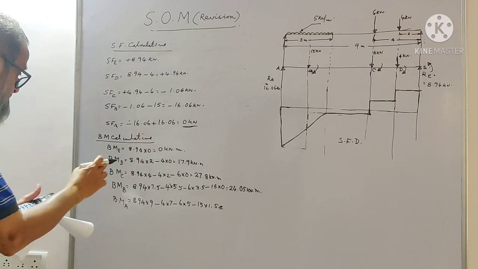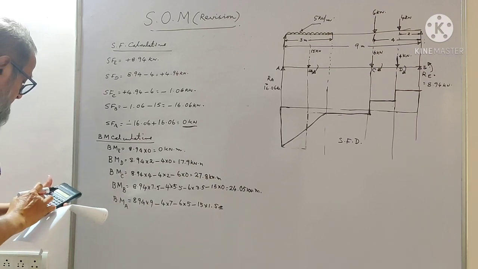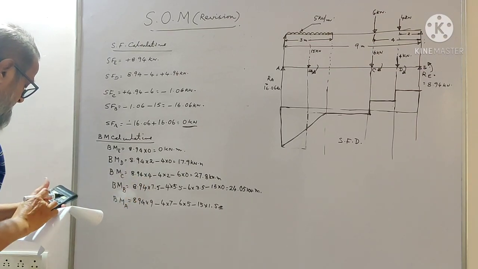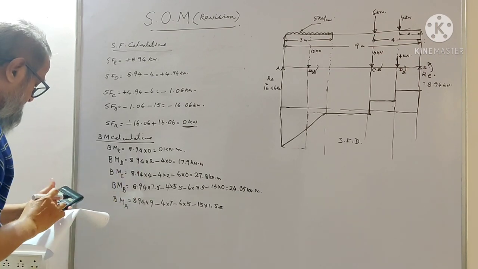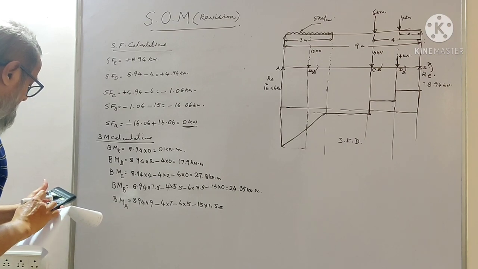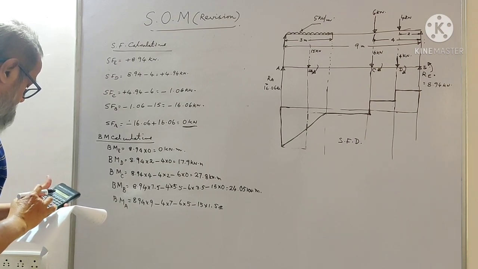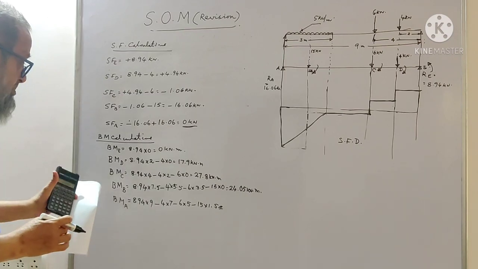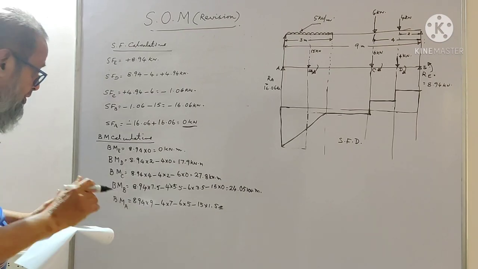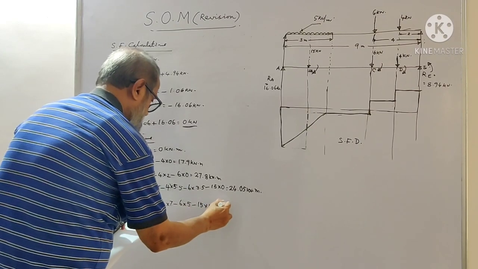8.94 into 9 minus 28 minus 30. Minus 22.5. I am getting it as minus 0.04, but you should take it as 0 only.